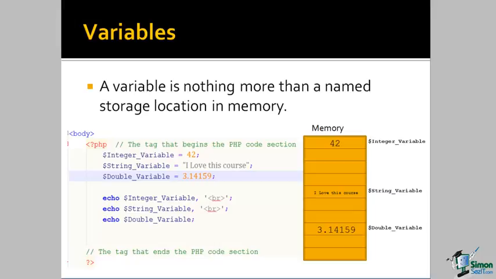Each of those storage places contains the values that I asked PHP to put there, and it has a name associated with that storage location, so that in the next set of code, I'm using the echo statement, I can go to that memory location and retrieve that value with nothing more than the name that I gave it. And so I'm echoing the integer variable, I'm echoing the string variable, and I'm echoing the double variable.